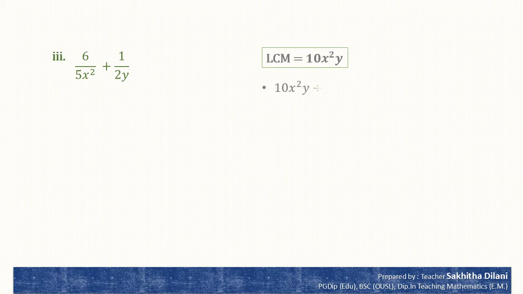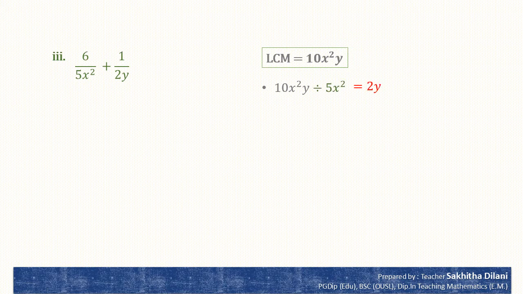Let's see another example which is simplified in this manner. 6 over 5x squared plus 1 over 2y. The LCM of these two denominators is 10x squared y. So, you have to divide this LCM by 5x squared, that is 2y.